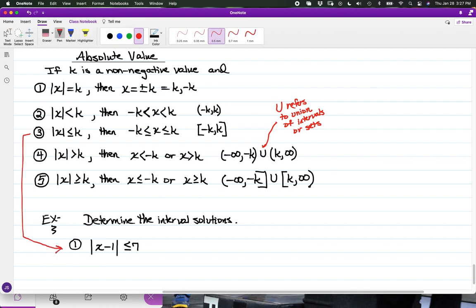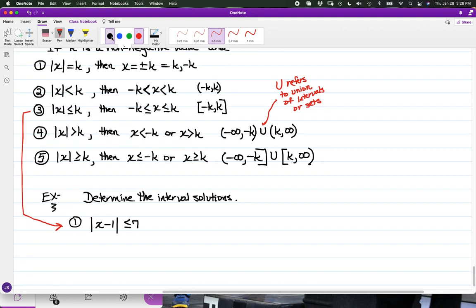Okay, so looking at solving for x, I have the absolute value of x minus 1 is less than or equal to 7. Again, your k value is 7. So if this is true, then what's going to happen with x minus 1, once you take it out of the absolute value notation, it will be sandwiched between negative and positive k, or in this case, between negative and positive 7. So we have that negative 7 is going to be less than or equal to x minus 1, which in turn is going to be less than or equal to 7.